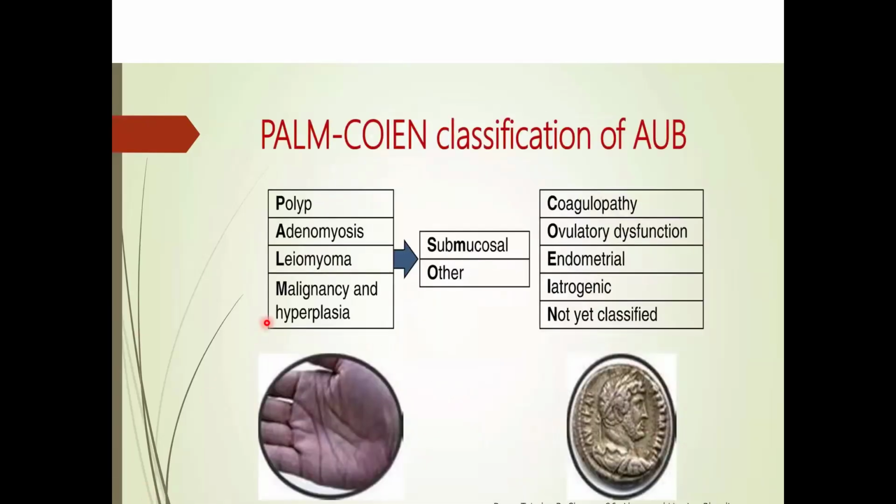Now, the PALM-COEIN classification of AUB by FIGO, the International Federation of Gynecology and Obstetrics. Here, P means polyp, A adenomyosis, L leiomyoma, M malignancy and hyperplasia, and the submucosal. C means coagulopathy, O ovulatory dysfunction, E endometrial, I iatrogenic, and N means not yet classified.